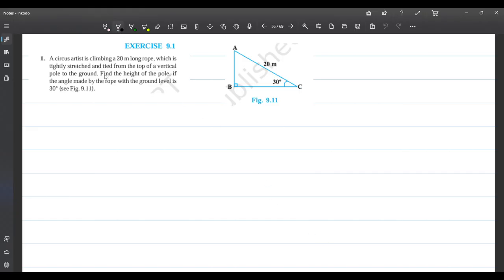So the first question is: a circus artist is climbing a 20-meter long rope which is tightly stretched and tied from the top of a vertical pole to the ground. Find the height of the pole if the angle made by the rope with the ground level is 30 degrees.